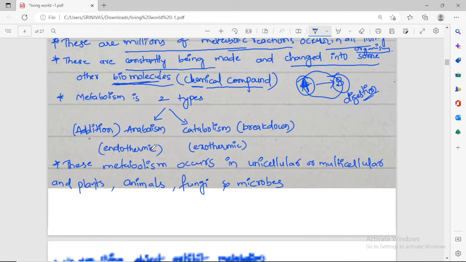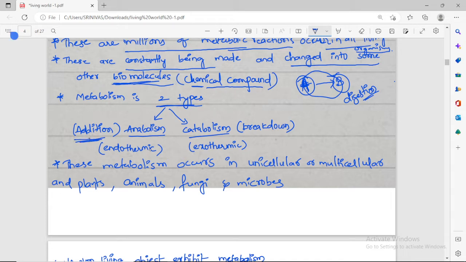This metabolism is of two types. What are those? One is anabolism and one is catabolism. In anabolism, addition is done. Addition means smaller molecules are added to form a larger molecule. That is called anabolism. In catabolism, breakdown: the larger molecule breaks down to form smaller molecules.